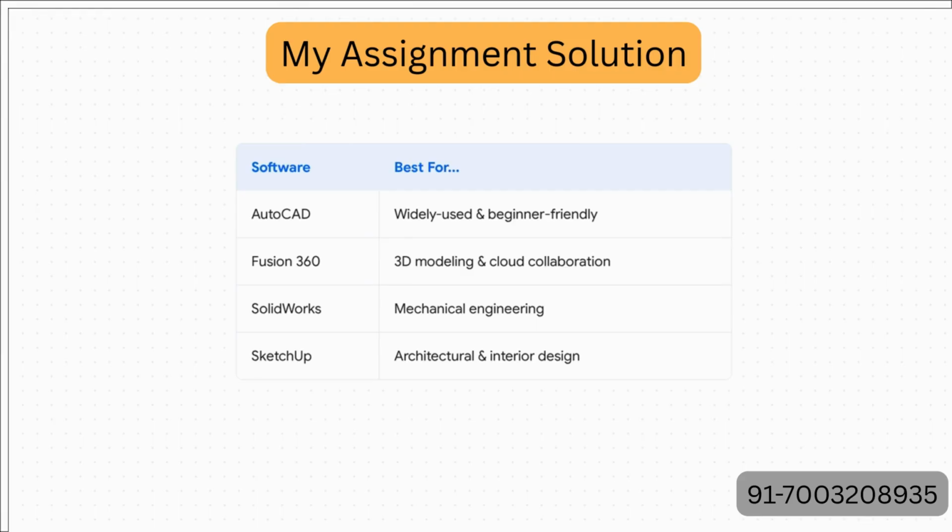It's everywhere. Now, if you're really excited by 3D modeling and want something modern that lets you collaborate online, Fusion 360 is a fantastic choice. For anyone thinking about mechanical engineering or designing products, SolidWorks is an absolute powerhouse. And if you're into architecture or interior design, SketchUp is famous for being super intuitive and easy to learn.